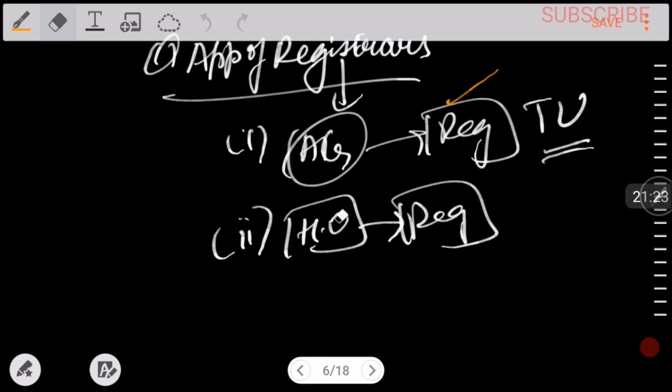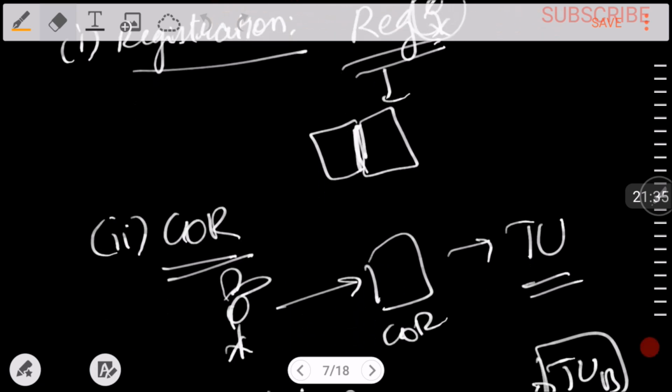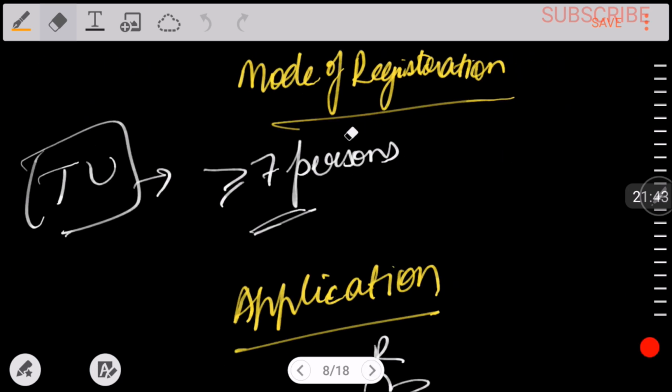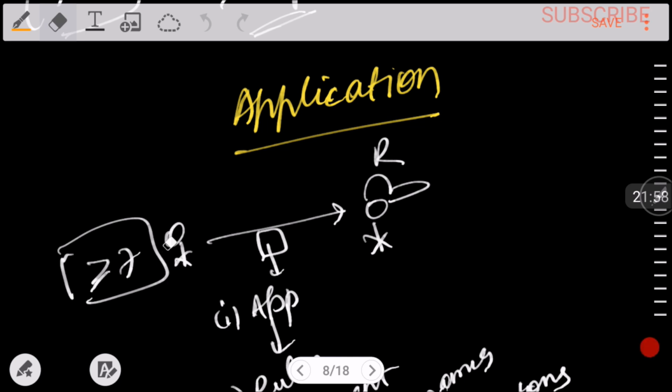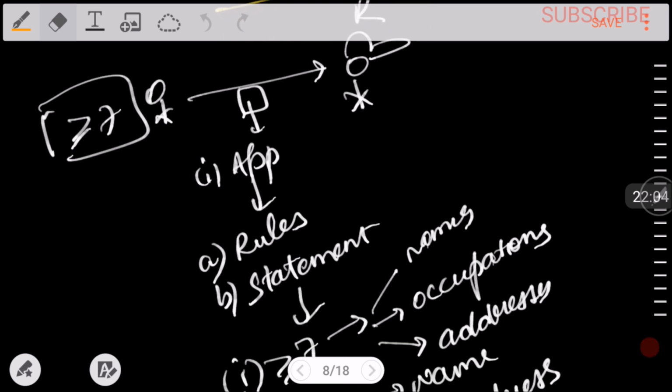First, appointment of registrars, where we said that appropriate government appoints the registrars, and there can be any number of registrars. Then we discussed about powers of registrars. Registrar has power to do the registration, issue certificate of registration, cancellation of registration, dissolution of registration, amalgamation of trade unions, etc. Then we discussed about mode of registration, where we said that 7 or more persons can form a trade union and apply for registration.